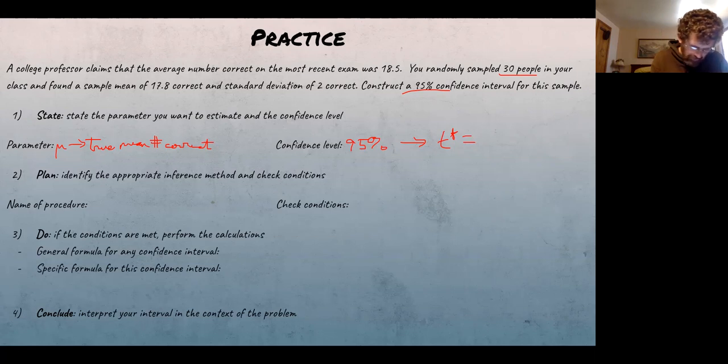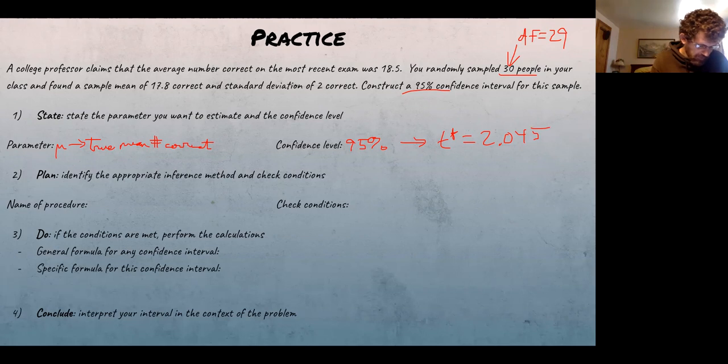So just as you're doing this, remember that your degrees of freedom is going to be 1 less than your sample size. It's going to be 29 degrees of freedom. And you end up with a 2.045 critical value. So I'm just noting that right now, but we're not going to use it yet, but we'll have it available when we need it.